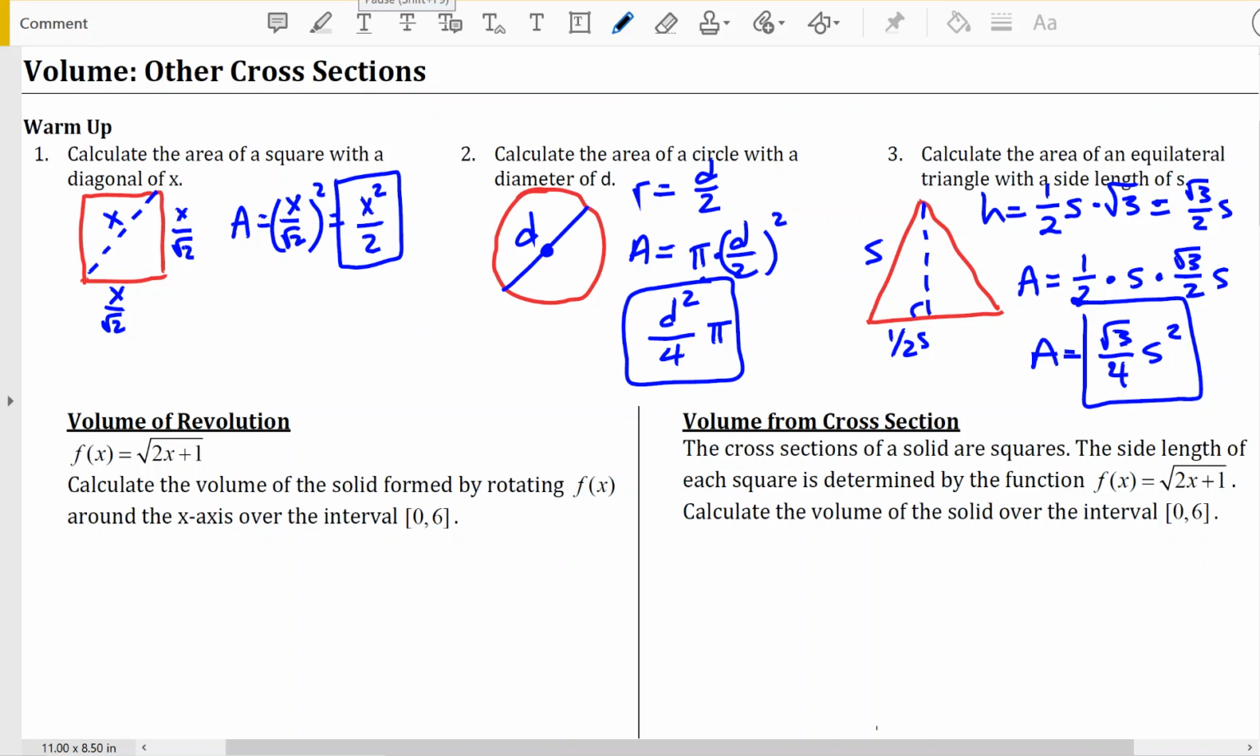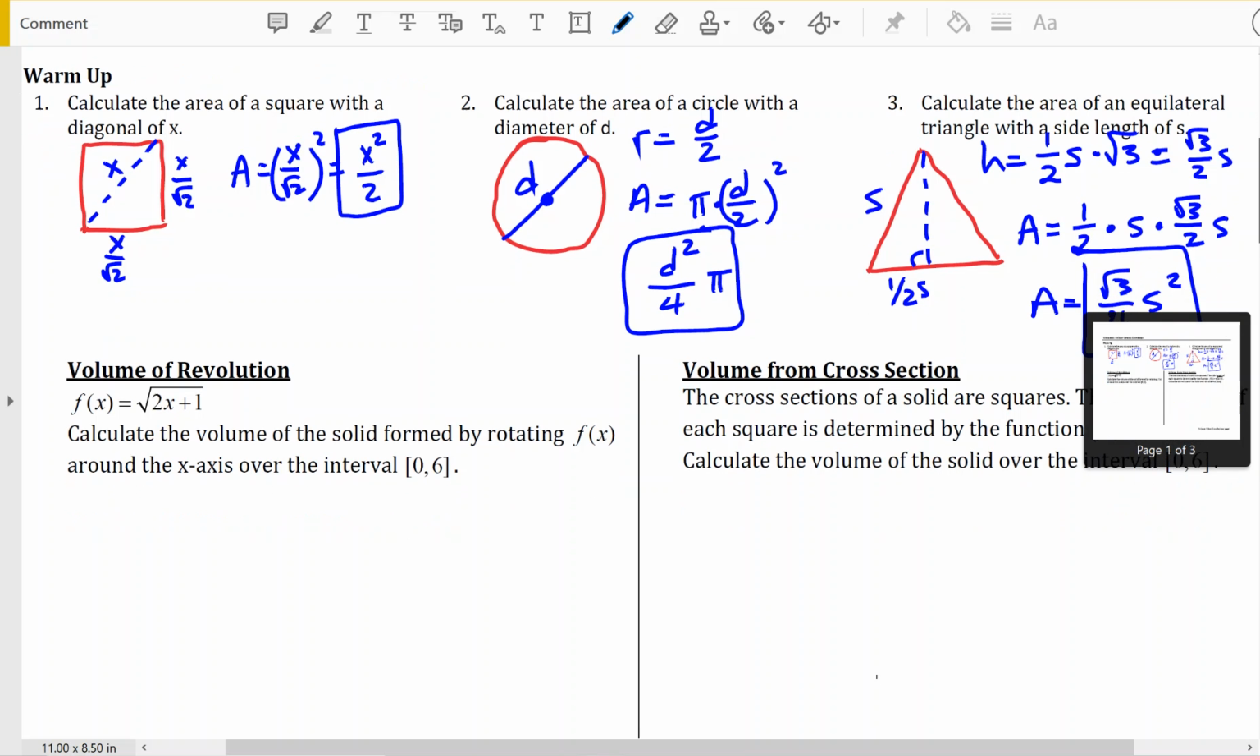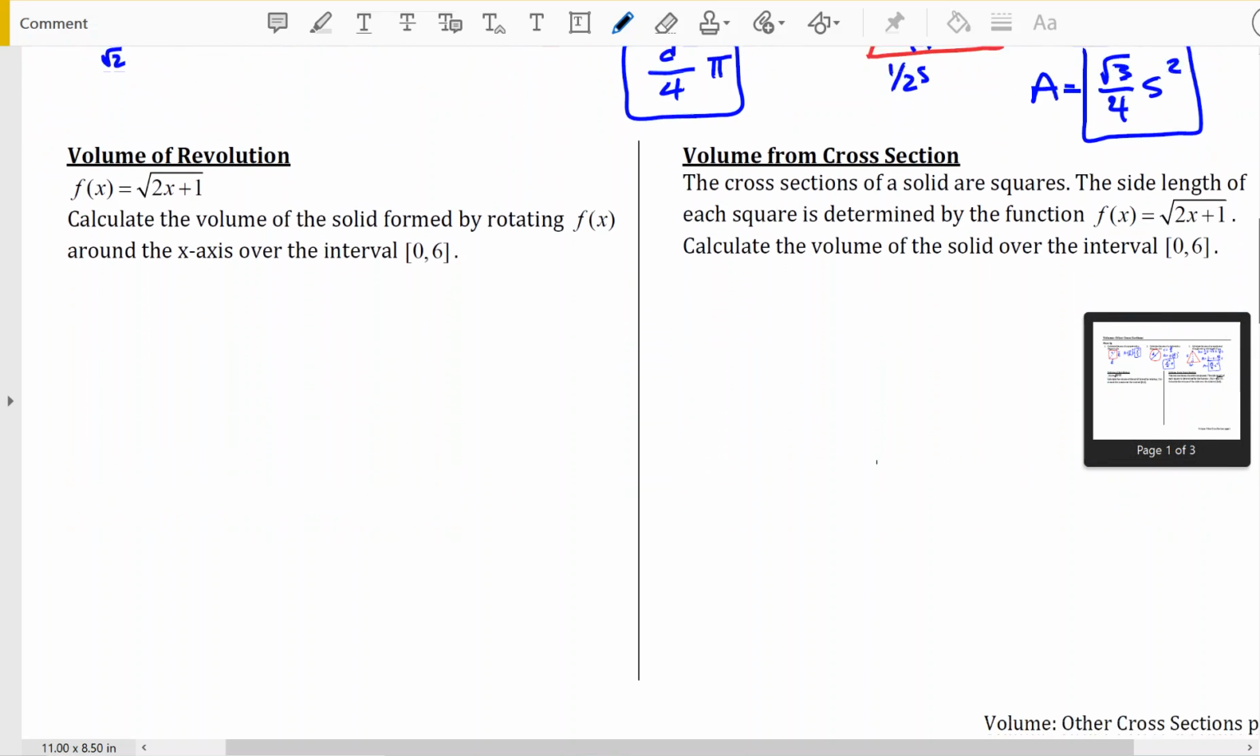In this video, we're going to walk through two volume problems. One is a volume of revolution and the other a volume of a cross-section. And we're going to use the same function for both. We're going to compare and contrast the problems and see how they are both similar and different from each other.